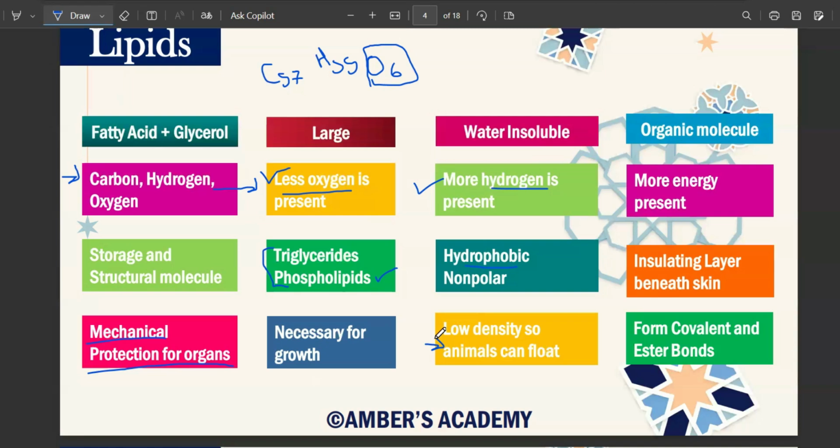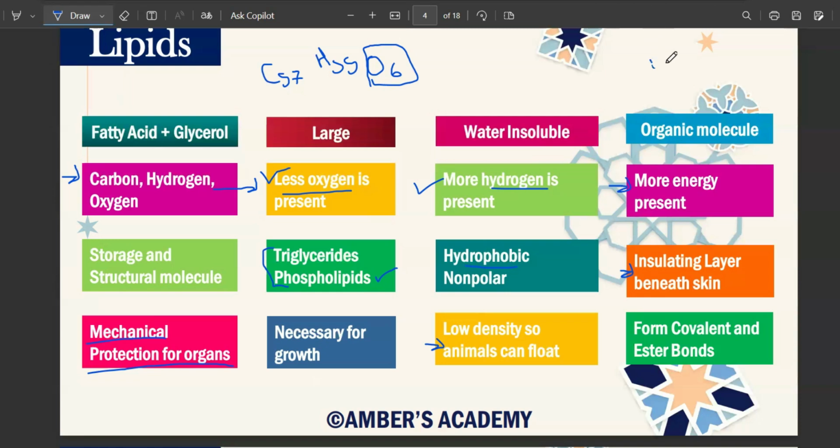Okay? And this is also an organic molecule, and lipids have more energy. After that, they act like an insulating layer beneath our skin, and they form covalent and ester bonds. These are like small pointers that will help you understand the concept of lipids, and they can be asked in paper 1. Sometimes they also ask about these pointers in paper 2, where you'll just have to write a brief introduction about lipids.